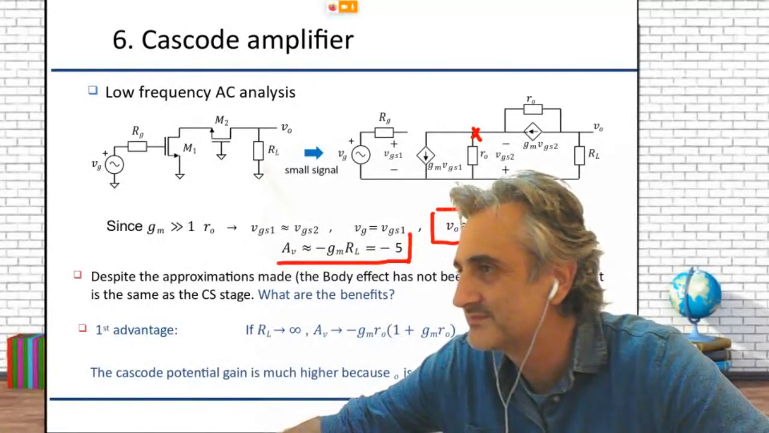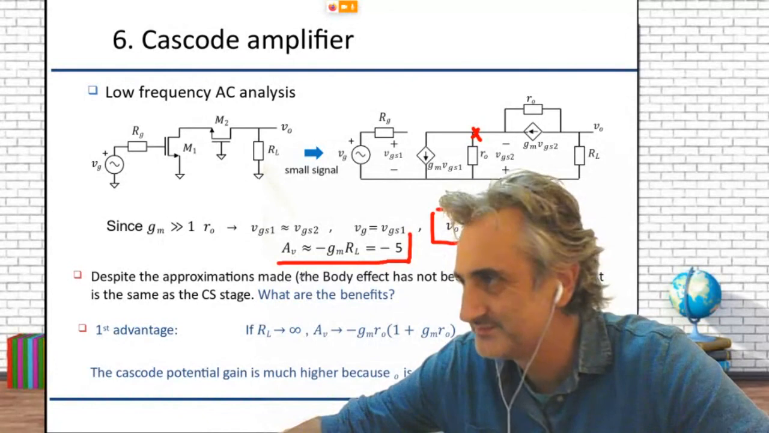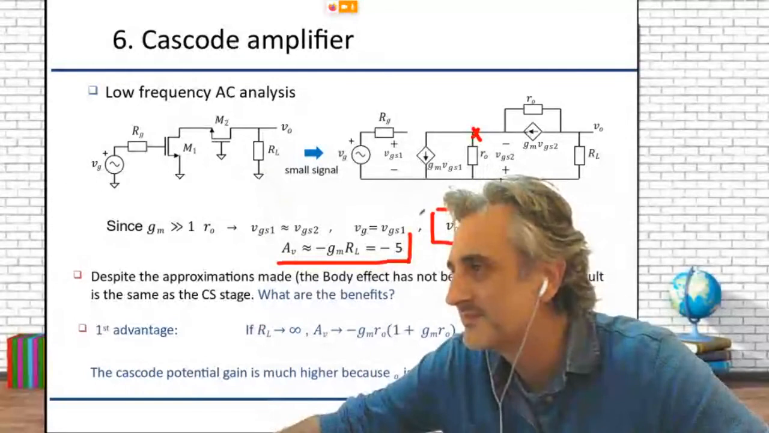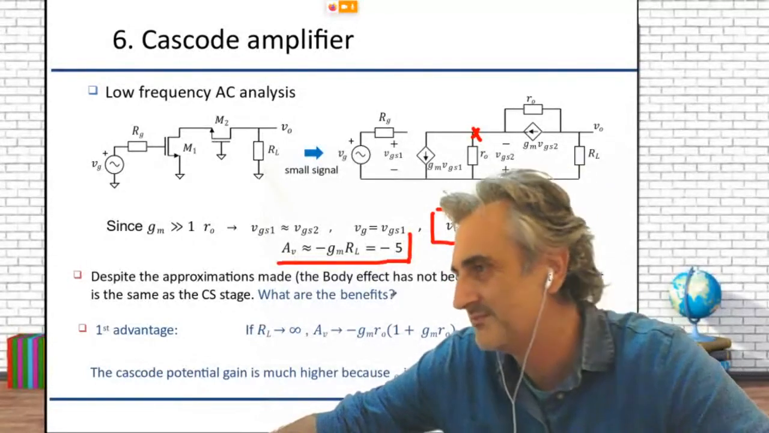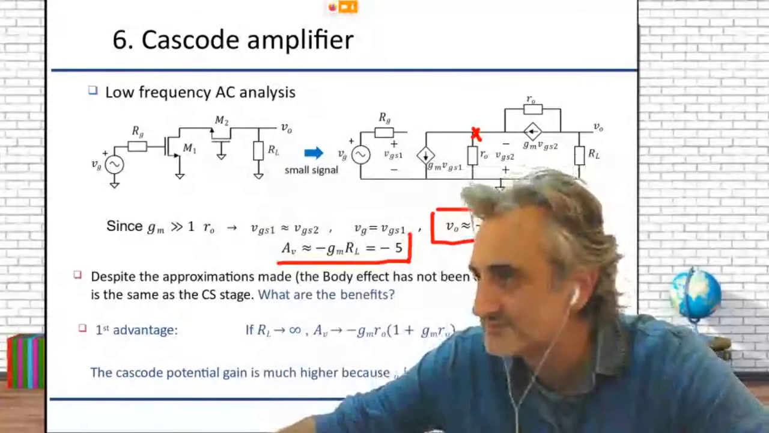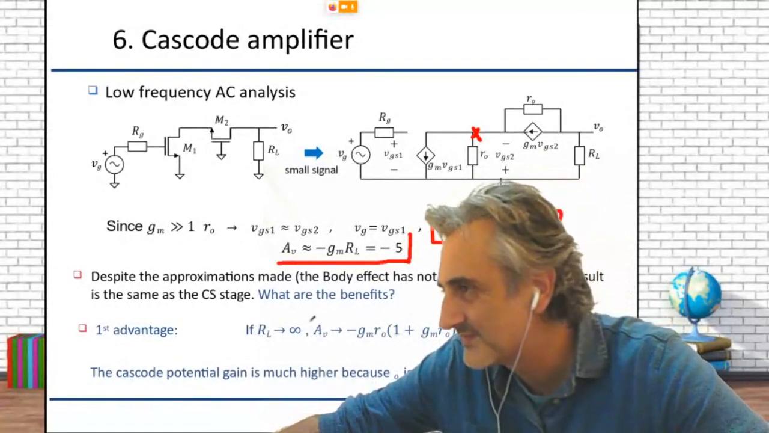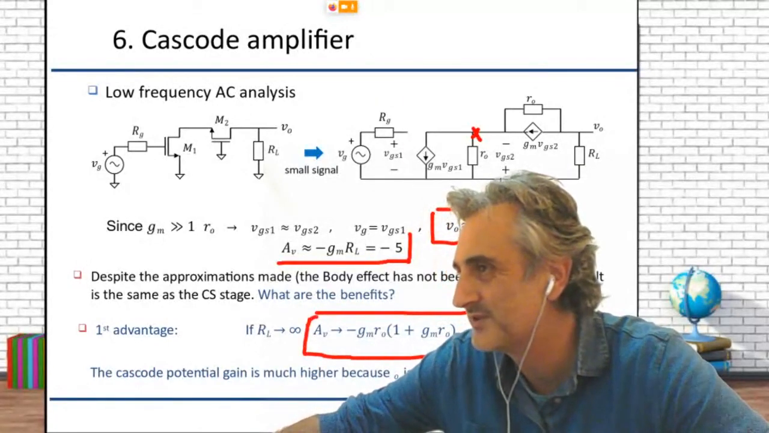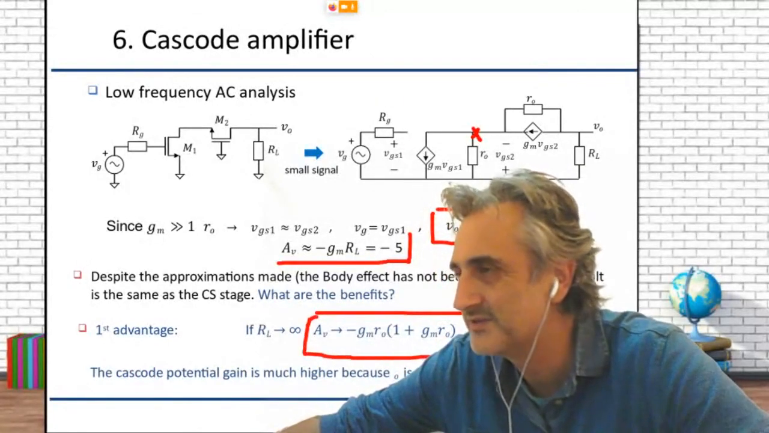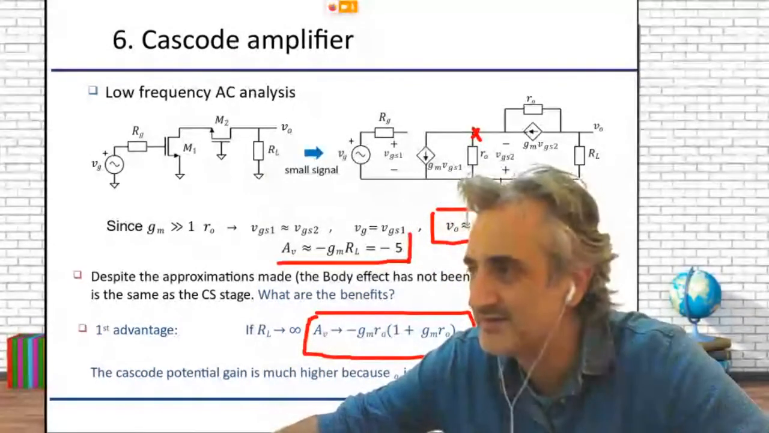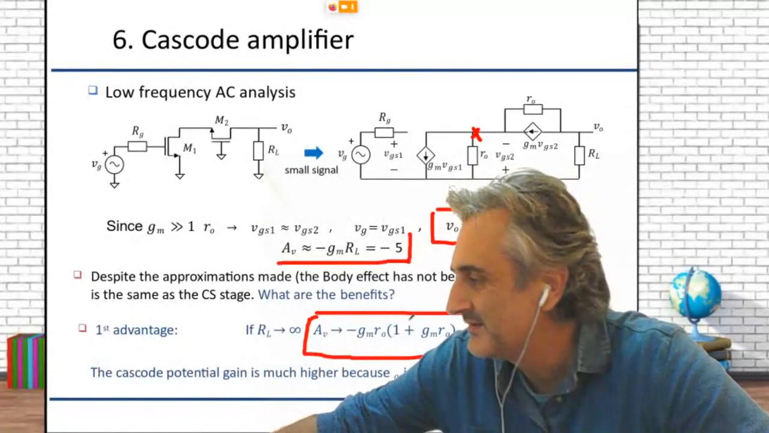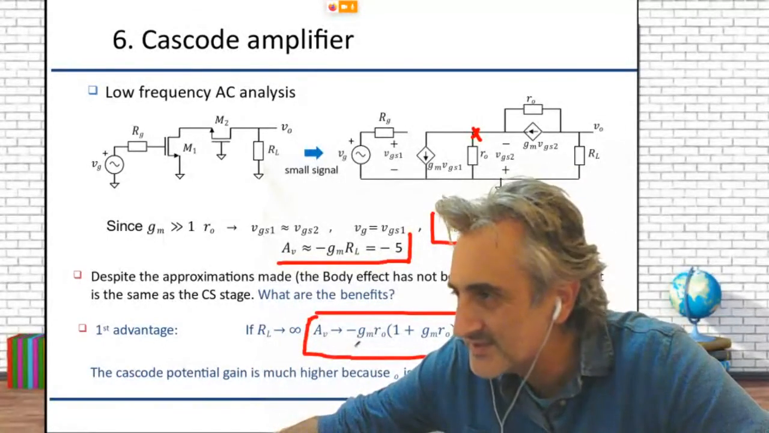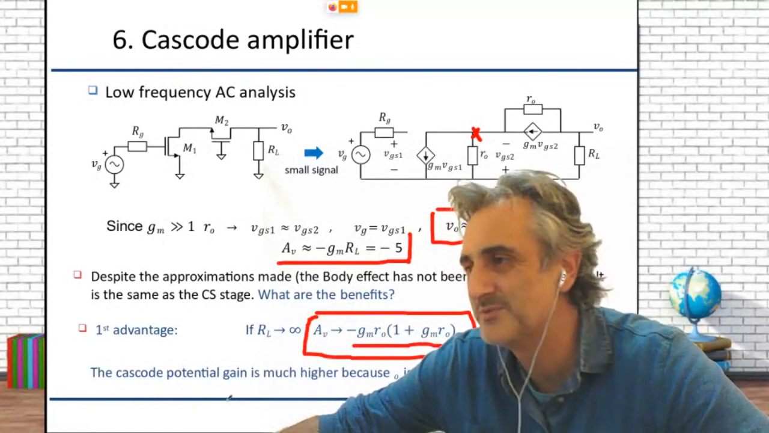You can do that at home. In fact, if you go for the long analysis, you get that for very large values of RL, the output resistance, the open circuit gain is amplified basically with the square of the value of the maximum gain.